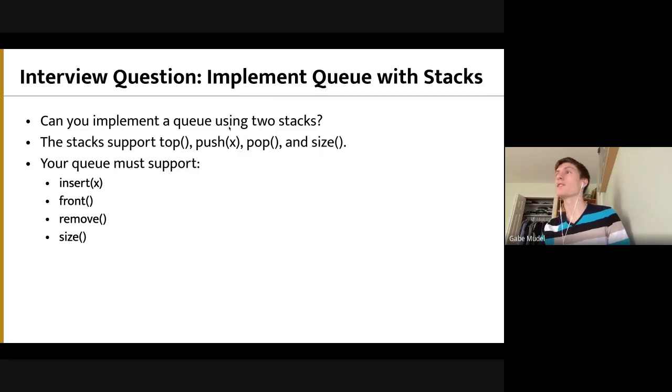Can we implement a queue using 2 stacks? The stacks support top, push, pop, and size, and your queue should be able to insert, which is like a push for a queue, front, which is like top for a stack, remove, which is like pop, and then size is obviously size. This one's pretty tough as well.